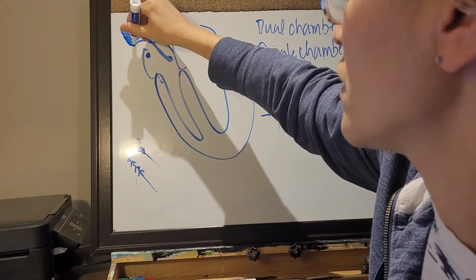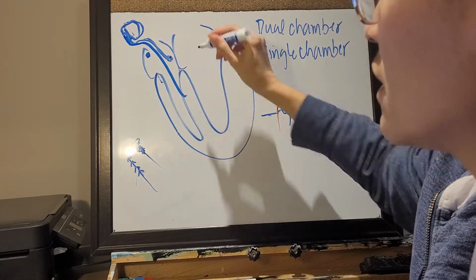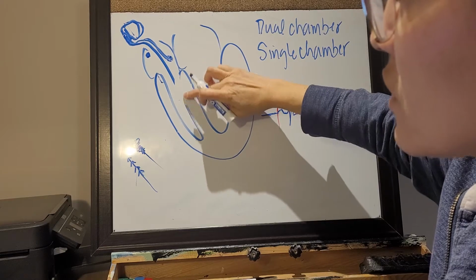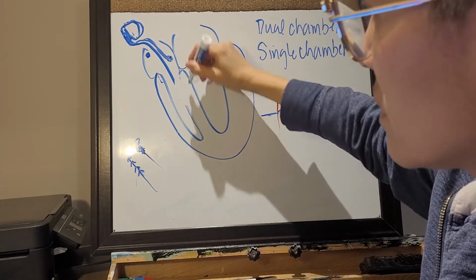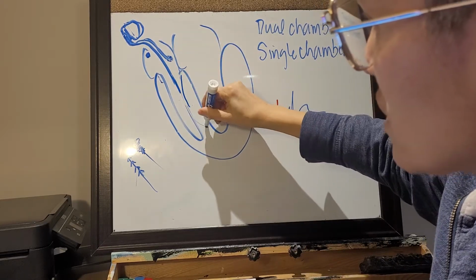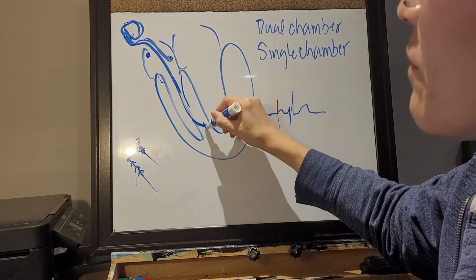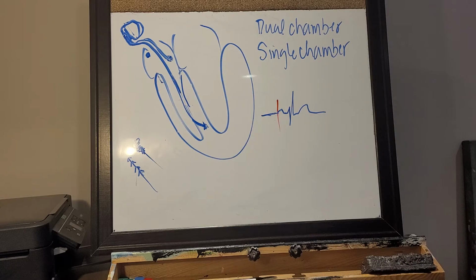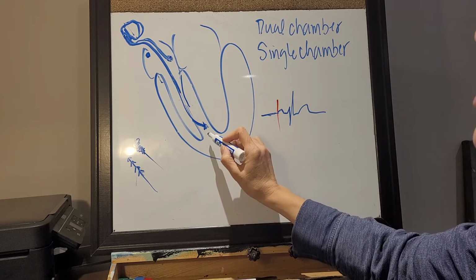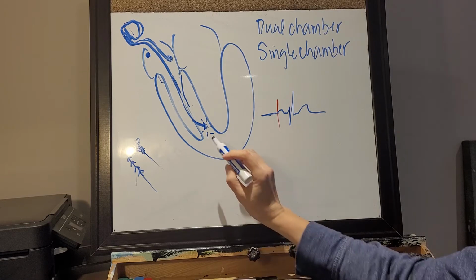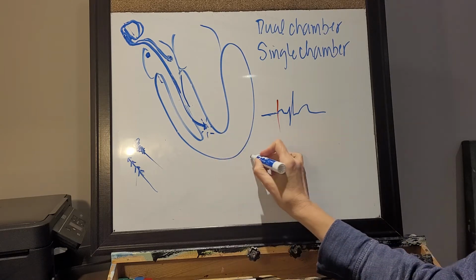Now, if I have a lead coming in and attaching, well, it doesn't really attach up there. I should draw that a little bit better. It comes down and it's a little bit deeper in the ventricle, in the right ventricle. And you can imagine if it stimulates here, you're going to get an ECG tracing.